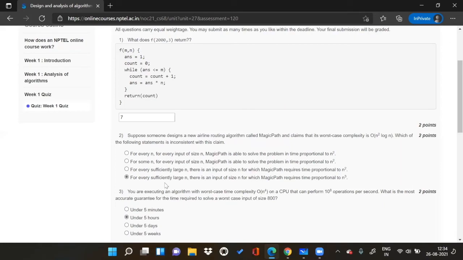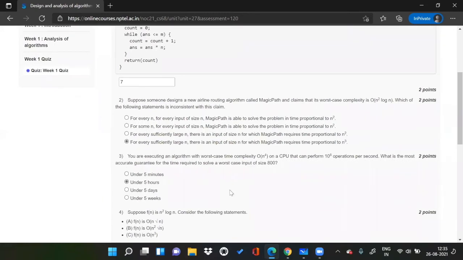The last case says that if the size is sufficiently large and the input size is given as n, the magic path algorithm will actually go into n cube. Now this is the point which I wanted you to stress upon, that n square log n is already the upper bound of the magic path algorithm. How can it compute in n cube, right? So this is the option that says the statement is very inconsistent with what it actually requires.